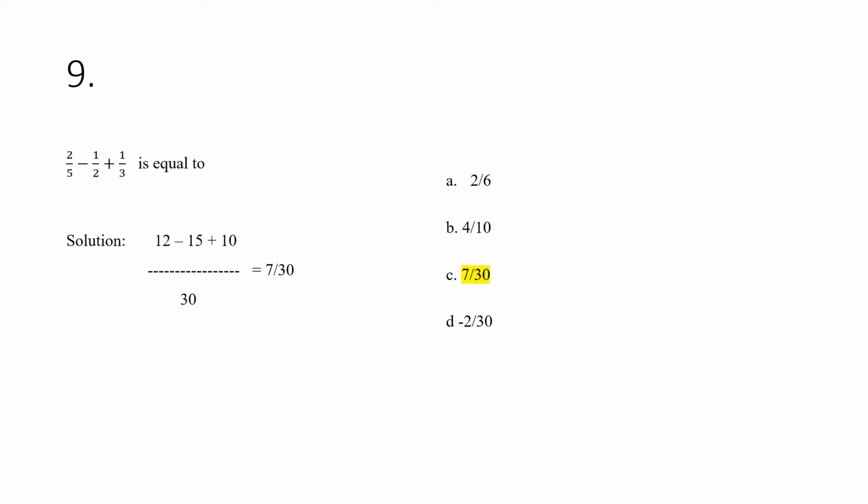For number 9, the expression 2/5 minus 1/2 plus 1/3, we need to find a common denominator, and that denominator is 30. So 30 divided by 5 times 2 is 12. 30 divided by 2 times negative 1 is negative 15. 30 divided by 3 times 1 is 10, with the numerator equal to 7 and the denominator 30. So our final answer is 7/30.